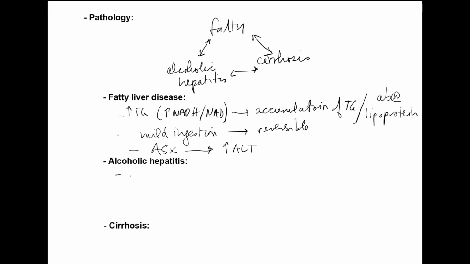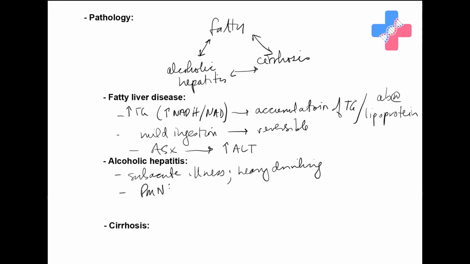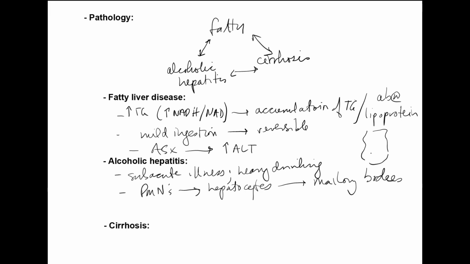Alcoholic hepatitis is a subacute illness associated with heavy drinking. And for reasons that are unknown, there is an acute inflammatory infiltrate of neutrophils that harm the hepatocytes. The degeneration of the hepatocytes has a very characteristic pattern in which they form Mallory bodies. And in the hepatocyte, these form a very characteristic clumpy pink breakdown product that allows for the diagnosis of the entity.